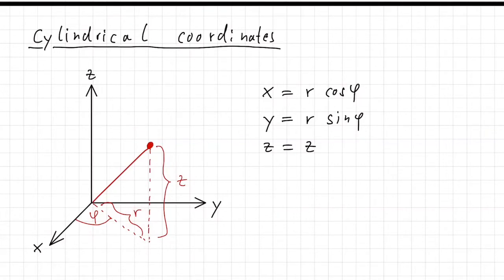Now, such a coordinate system is again, of course, most useful if we have a system which has cylindrical symmetry. And for example, in physics, it's often used for calculating what happens if you have a cylindrical wire in the z direction and, for example, have a current flowing through it, then what kind of magnetic fields does it generate?